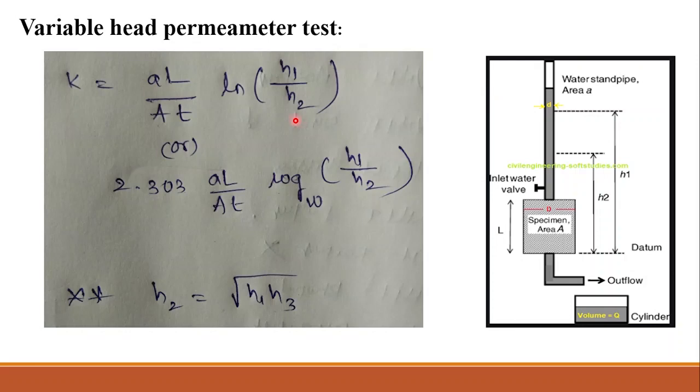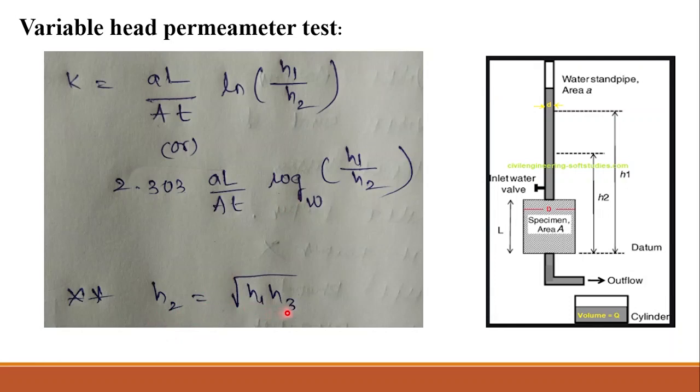And also, small a is the circular cross-sectional area, pi by 4 small d square. You can see here small d, and capital A is pi by 4 capital D square. I am explaining each and every term. The derivation is not very important, and if you convert ln into log, here comes 2.303. And another one, this is very important.